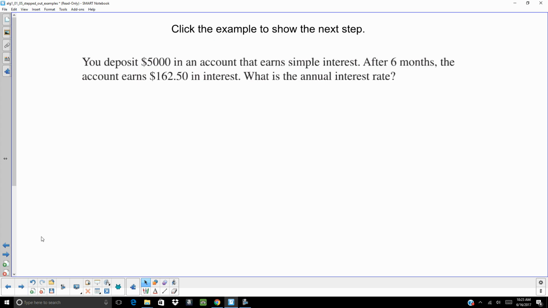All right, let's do one with simple interest. You deposit $5,000 into an account that earns simple interest. After 6 months, the account earns $162.50. What is the annual interest rate?